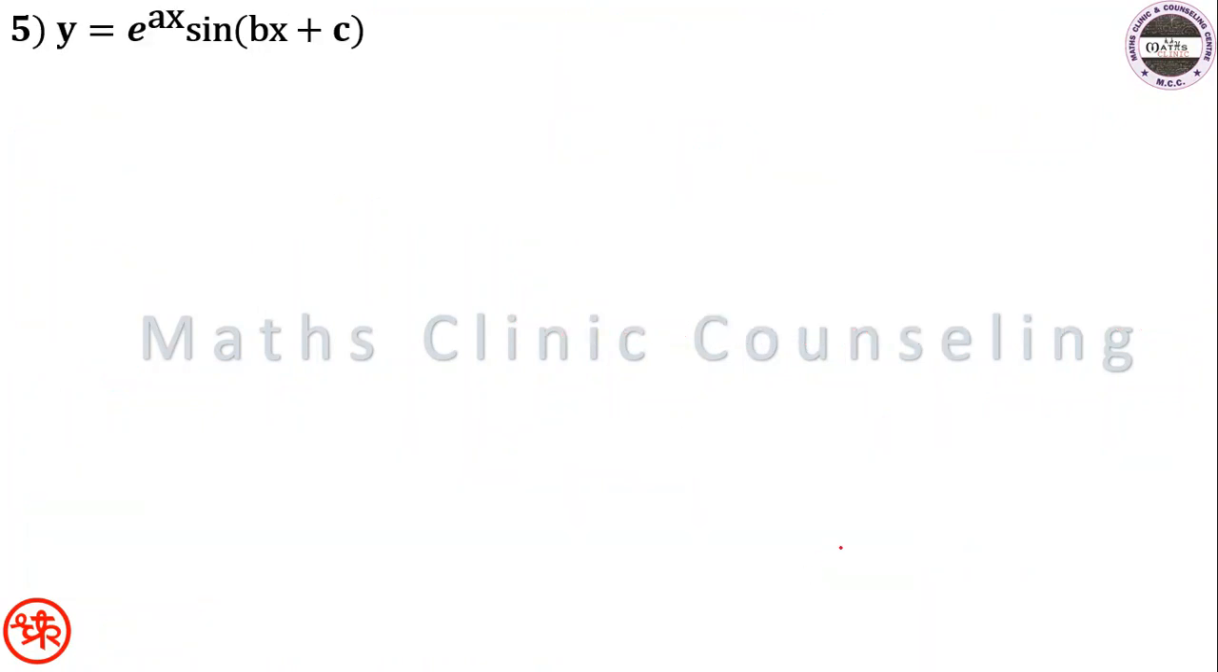So now next, fifth formula, y is equal to e to the power ax into sine of bx plus c. Is that clear? Now differentiating both sides with respect to x. So here e to the power ax is a function of x, sin of bx plus c is also a function of x, so you have to apply the product rule. So you will get y1 is equal to, is that clear? So what will you get?